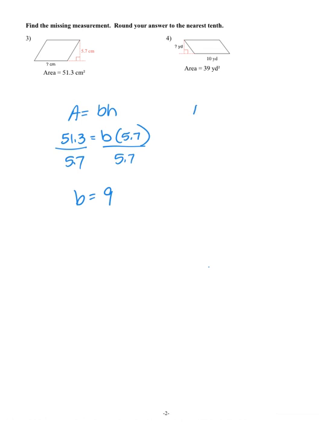Over here is the same thing. You have area equals base times height. You know the area is 39 and the base is 10. And you don't know the height. So you just put the h in there. And we divide by 10, and we get that the height is 3.9.